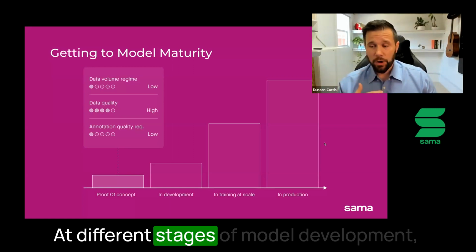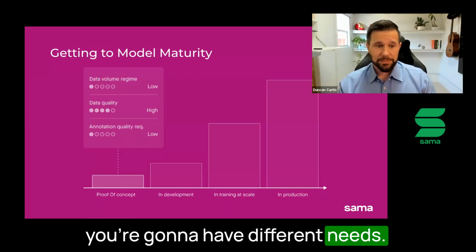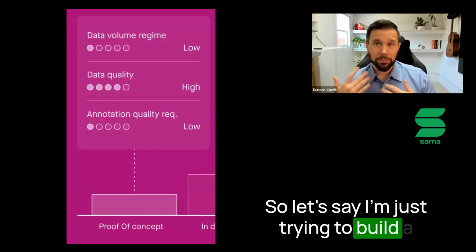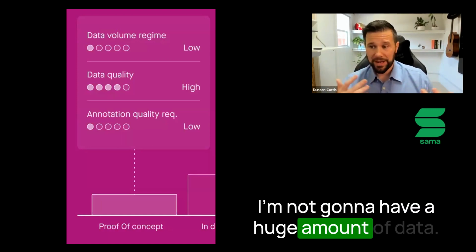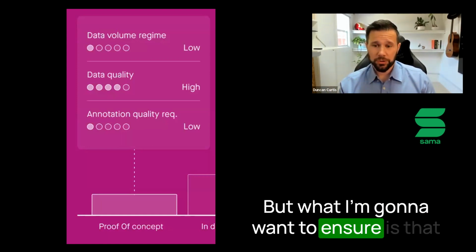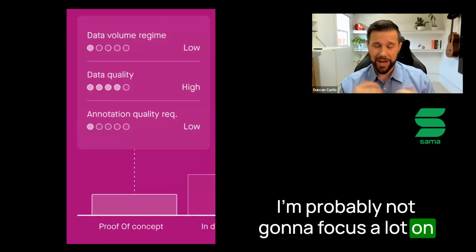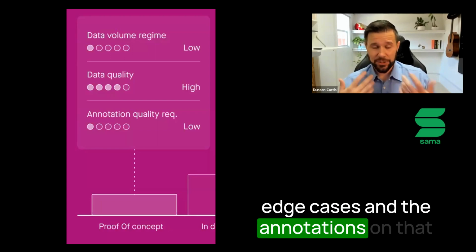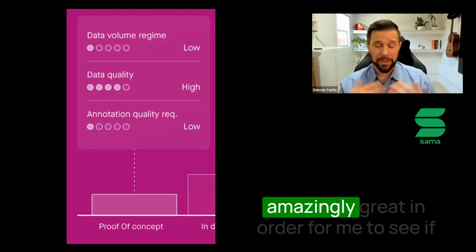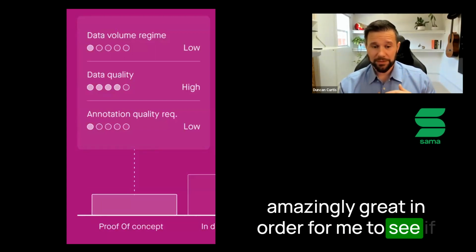At different stages of model development, you're going to have different needs. So let's say I'm just trying to build a proof of concept. I'm not going to have a huge amount of data, but what I'm going to want to ensure is that that data is very high quality and relevant to my use case. I'm probably not going to focus a lot on edge cases, and the annotations on that data are probably not going to need to be amazingly great in order for me to see if my model is moving in the right direction.